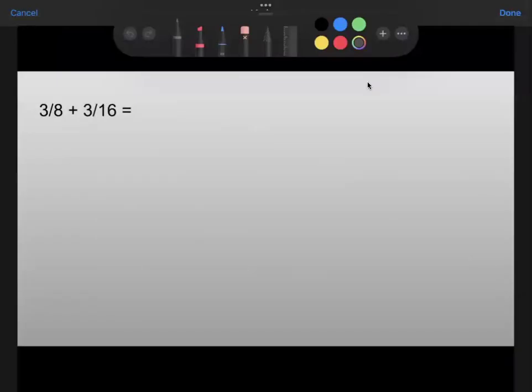Okay, here's our next example, 3 over 8 plus 3 over 16. So I'm going to rewrite this, 3 over 8 plus 3 over 16. Okay, so now I need to start by looking at the smaller denominator, which is 8, and ask myself if I can multiply 8 times something to get 16. And the answer is yes, I can. I can multiply 8 times 2, and that will give me 16. So I'm going to multiply this times 2.